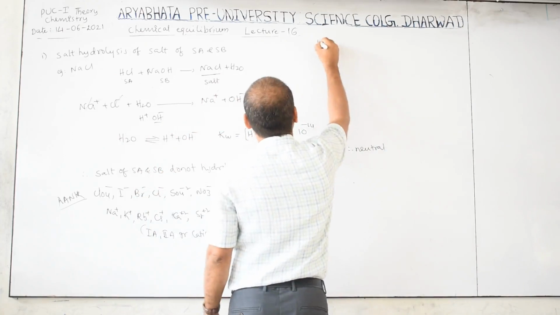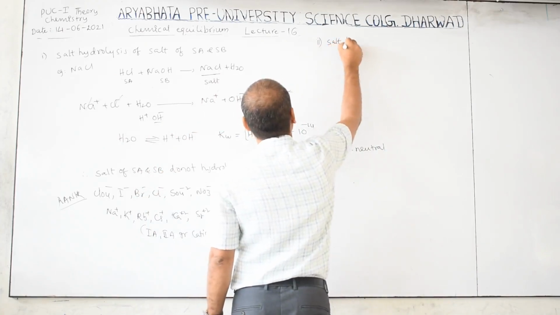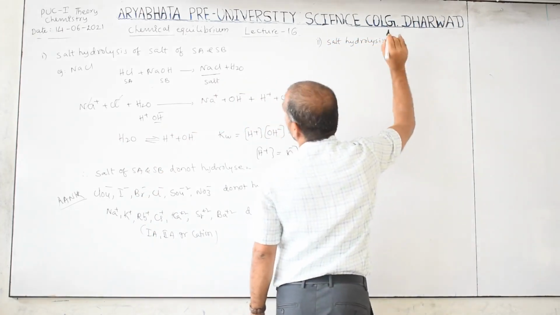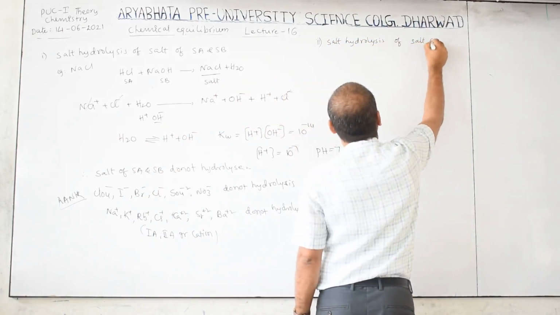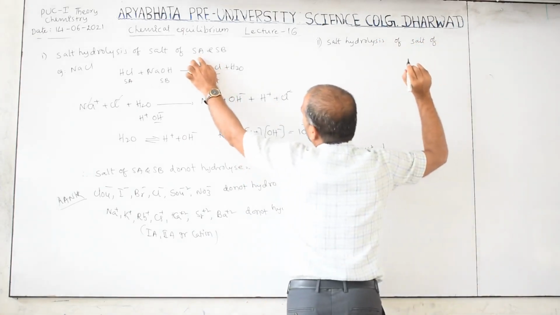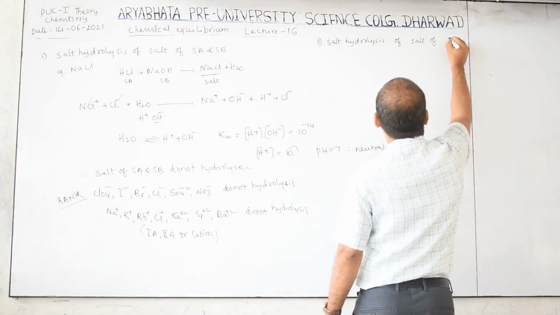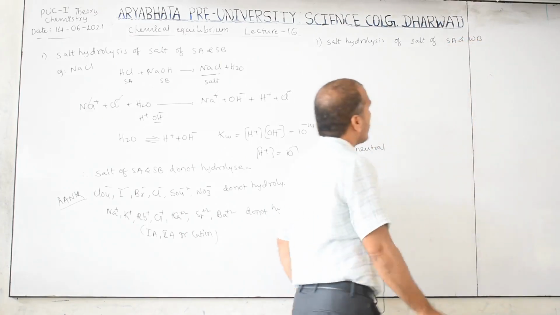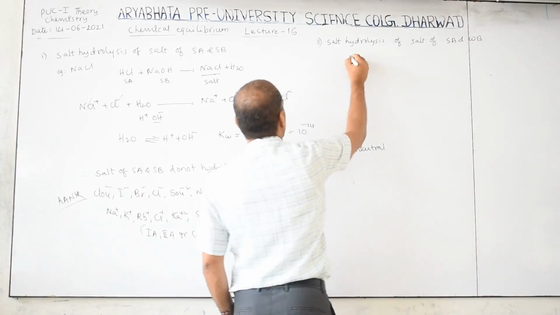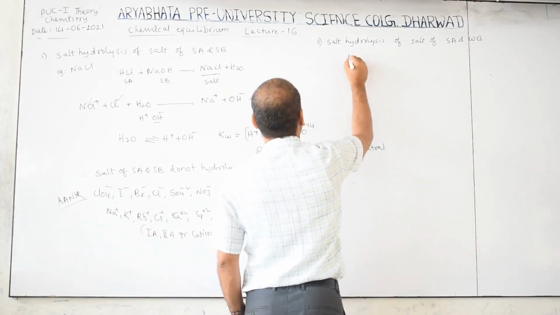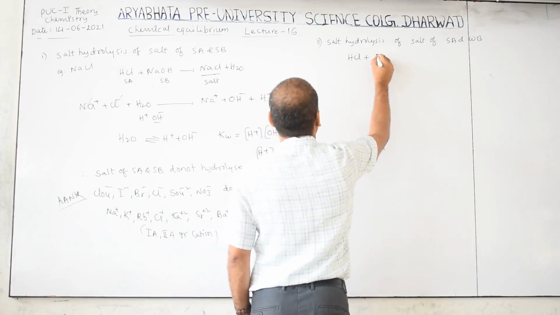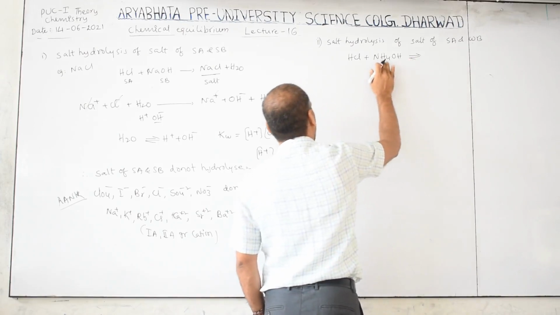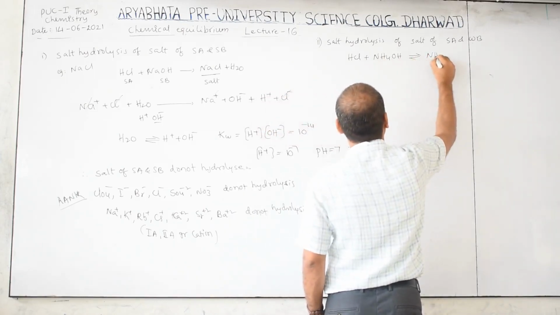Salt hydrolysis. The second one is hydrolysis of the salt of a strong acid and weak base. One example I want to show here. Strong acid is HCl plus weak base, that is NH4OH. These combine to form NH4+Cl-, that is NH4Cl.